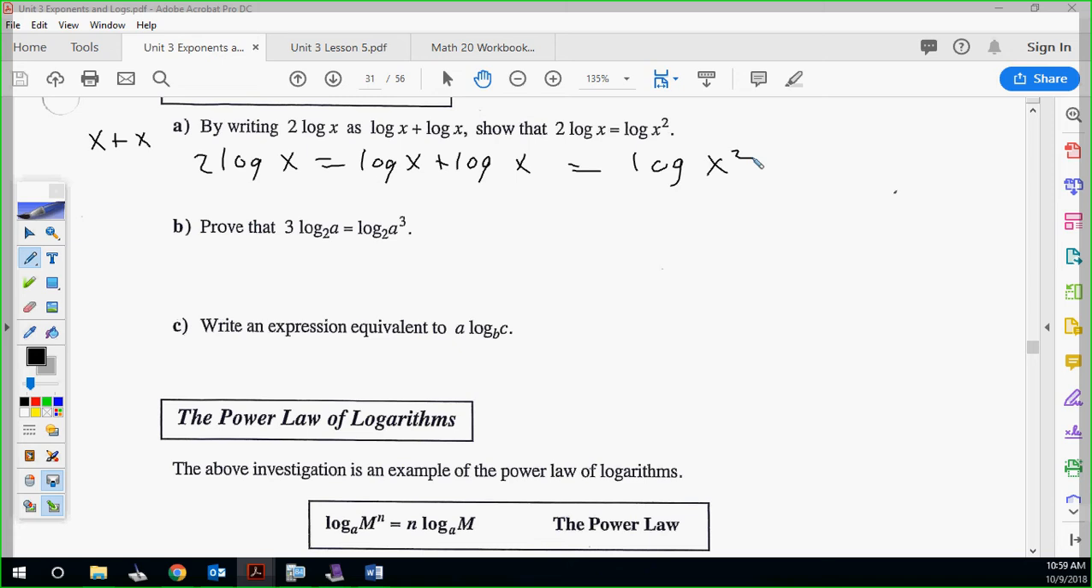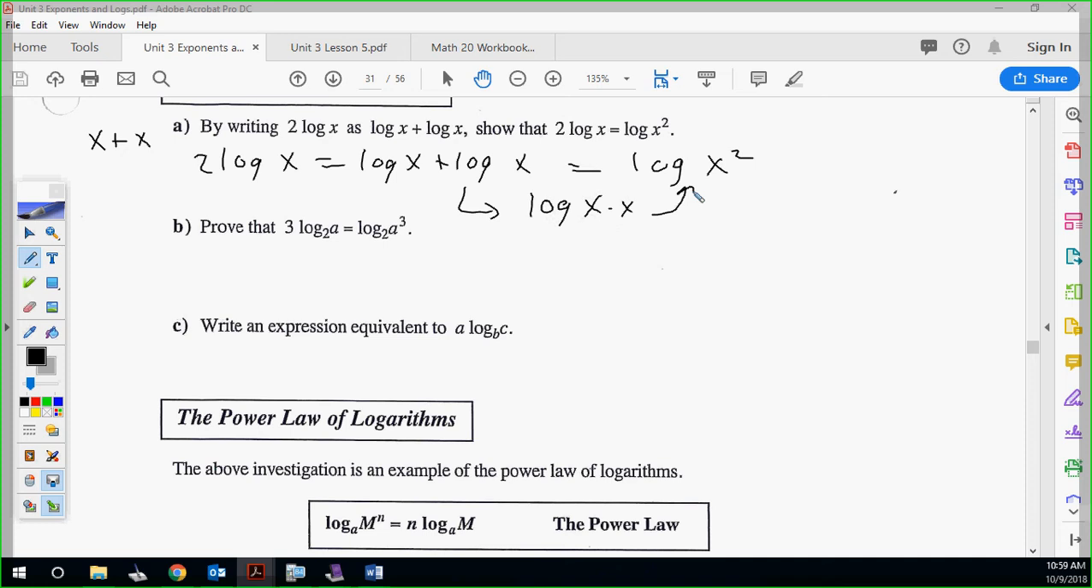Okay, so let me say that one more time. 2 log x equals log x plus log x. 2 log x also equals log x squared by our product law. Okay, because this, I'll even write this a little bit clearer, x times x, right? Addition means multiplication.